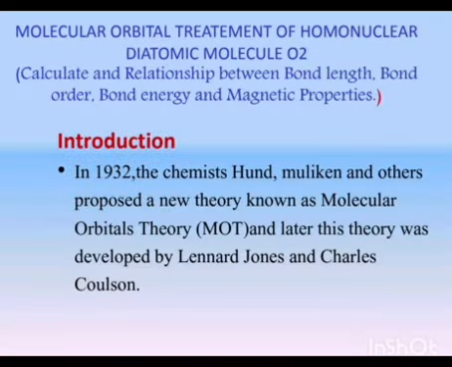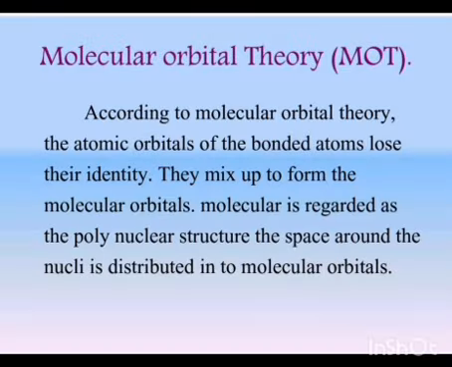In 1932, the chemist Robert Mulliken and others proposed a new theory known as molecular orbital theory. In short, we can say MOT. Later, this theory was developed by Lennard-Jones and Charles Coulson. Okay, next point is molecular orbital theory.